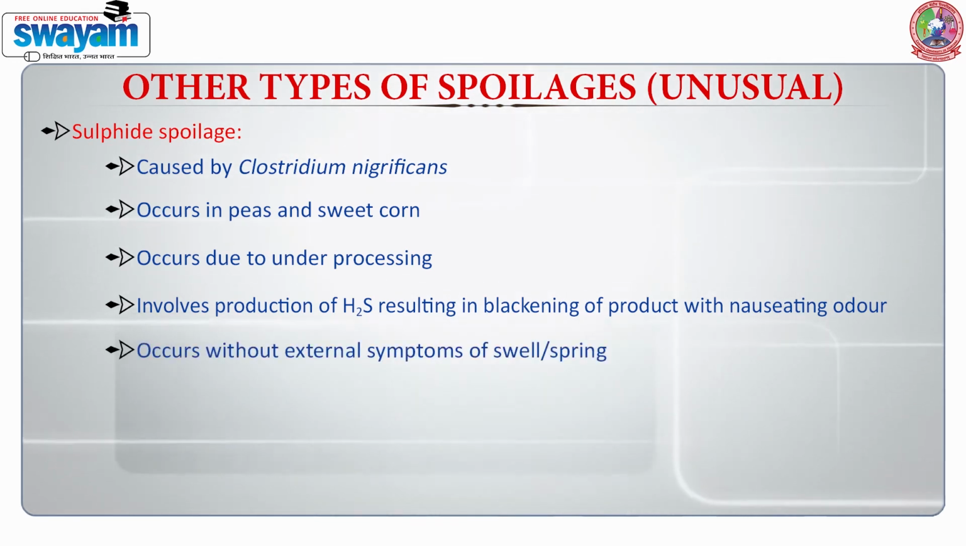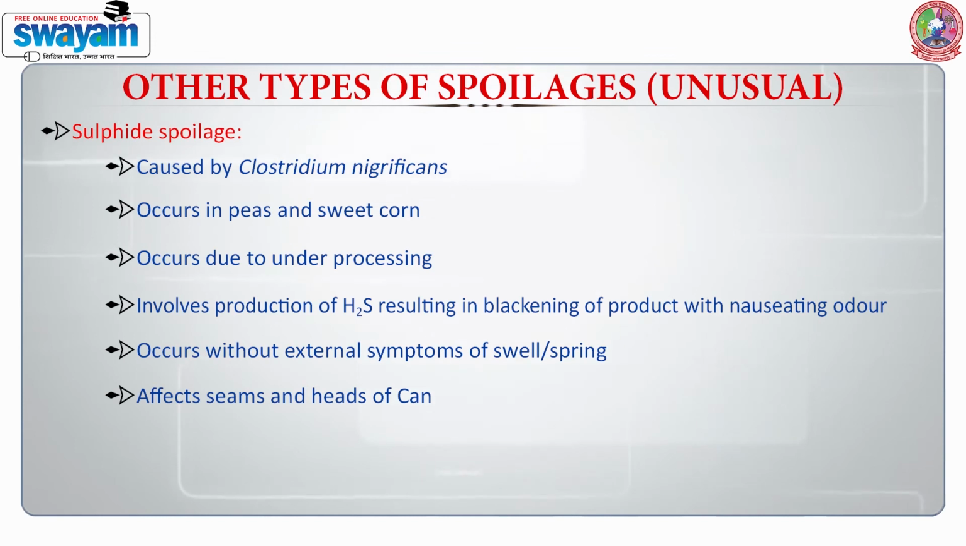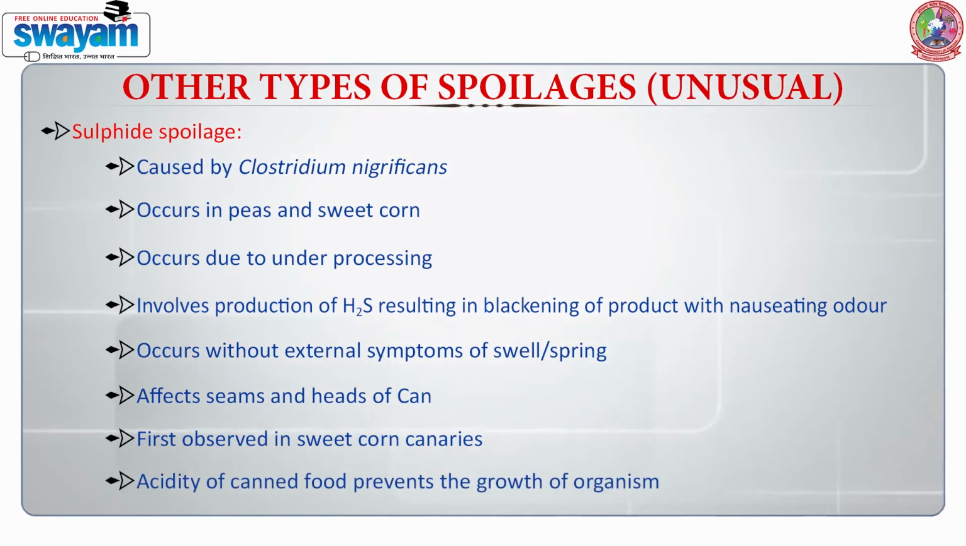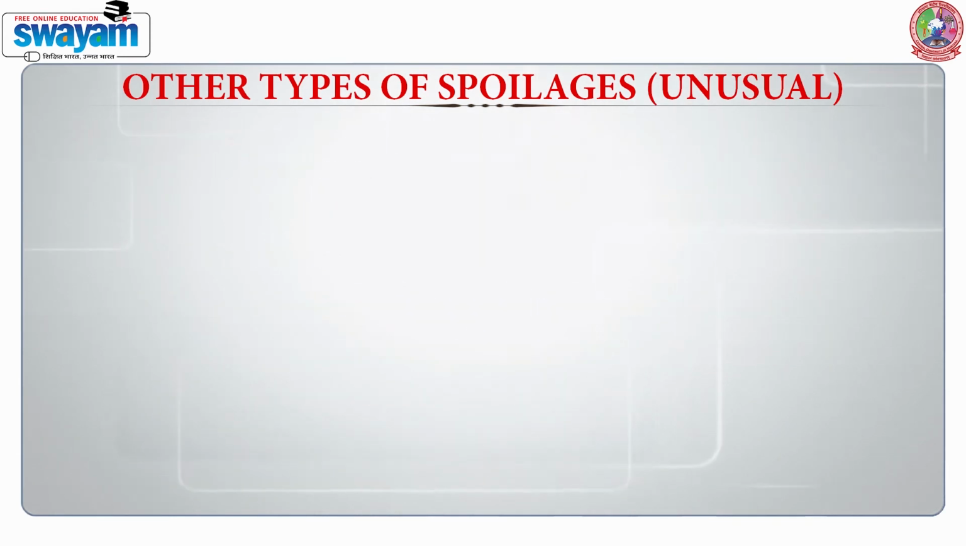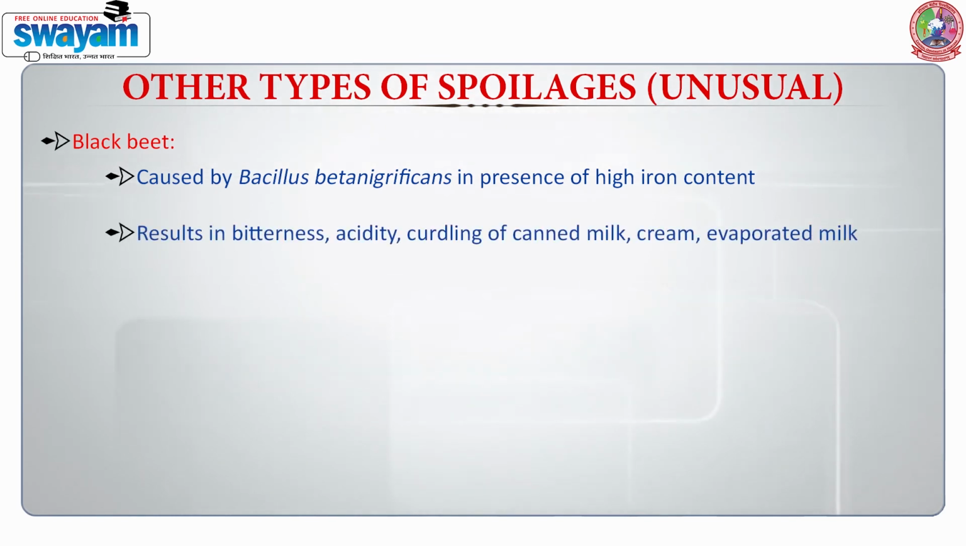It occurs without any external swelling or symptoms, and it affects the seams and head of the can. It was first observed in sweet corn, and acidity of the canned food prevents the growth of the organism. Black beet is caused by Bacillus species, Bacillus beta nigrificans, in the presence of high iron content. The product shows bitterness, acidity, and curdling of the canned milk, cream.